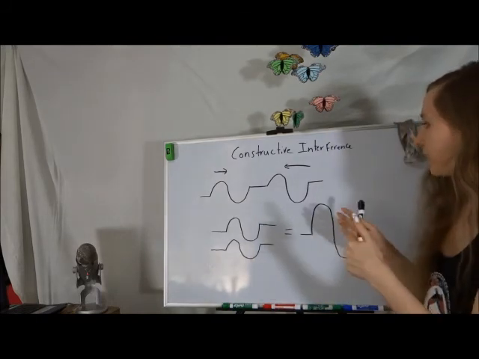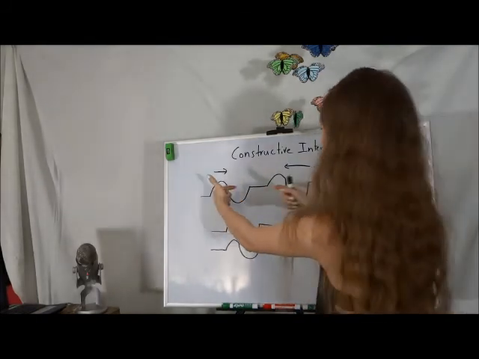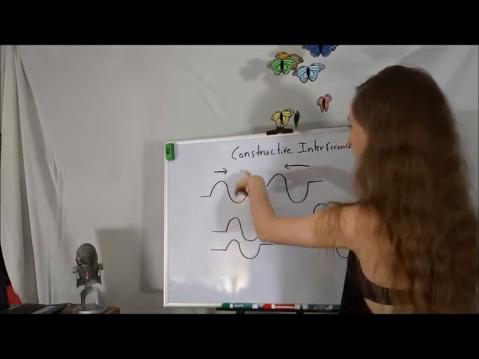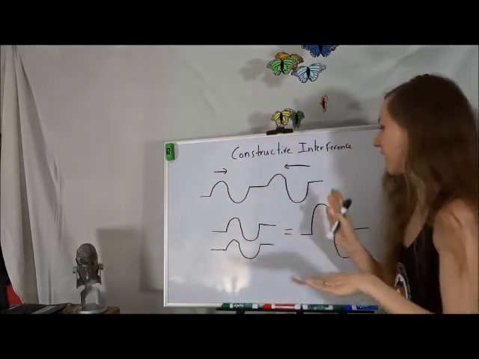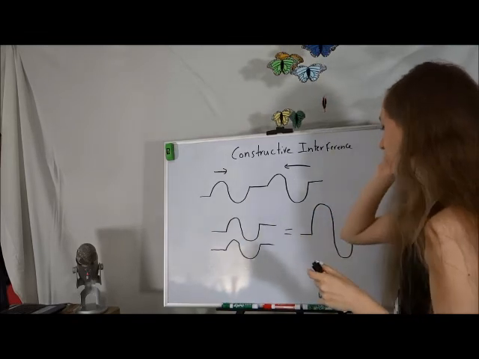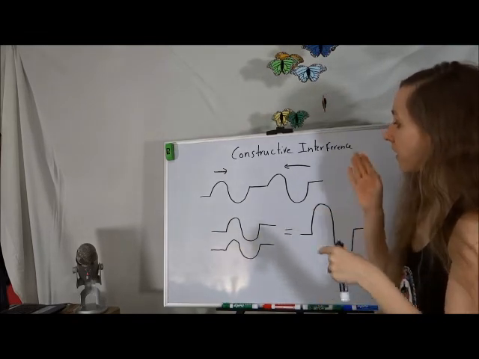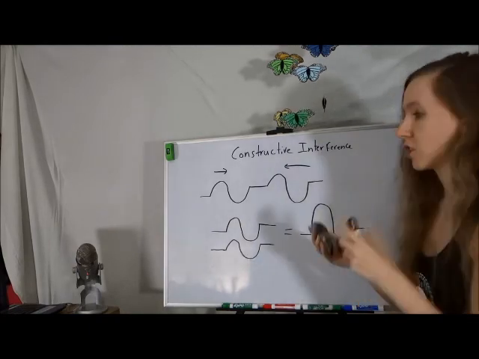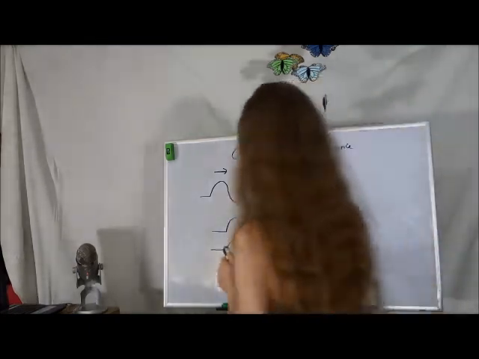Now, if instead we're at the point where, because our waves are going to be able to keep moving, if we get to a point, and we should have more wiggles in this one to make it actually work like what I'm describing. But if we get to a point where the peaks line up with the troughs, we're going to have destructive interference.